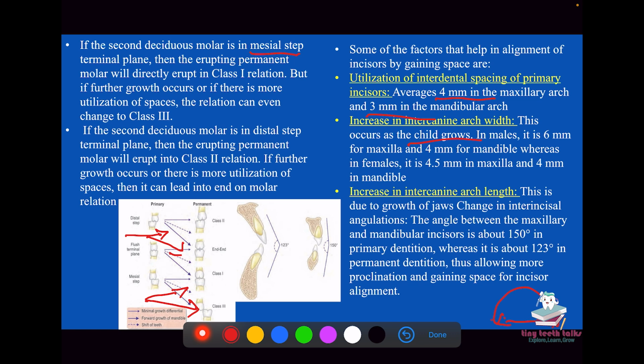It is 6 mm for maxilla and 4 mm for mandible, whereas in female it is 4.5 mm in maxilla and 4 mm in mandible. Increase in intercanine arch length is due to growth of jaws. Change in the interincisal angulation: the angle between the maxillary and mandibular incisor is about 150 degree in primary dentition, which decreases in permanent dentition to 123 degree, allowing more proclination and gaining space for incisor alignment.